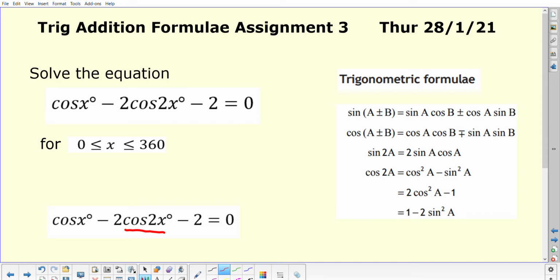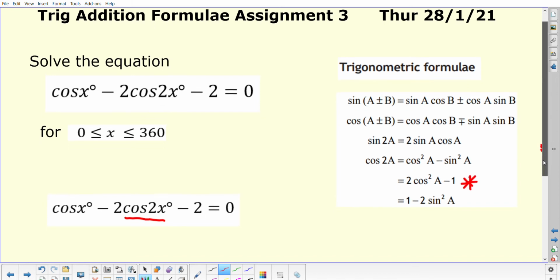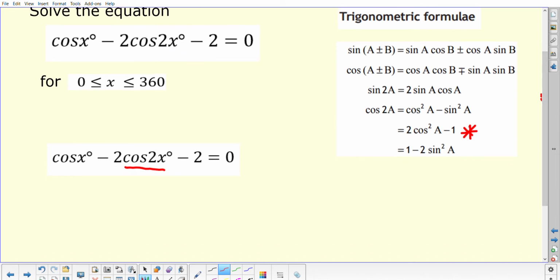For the replacement of cos 2x you have a choice, but you have to choose the most appropriate one. There is absolutely no point in replacing it with cos squared minus sine squared. That would introduce a complication of a second function in there. So the one we go for is the one with the cos, the second one.